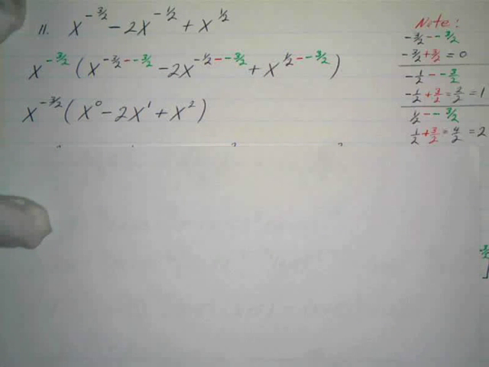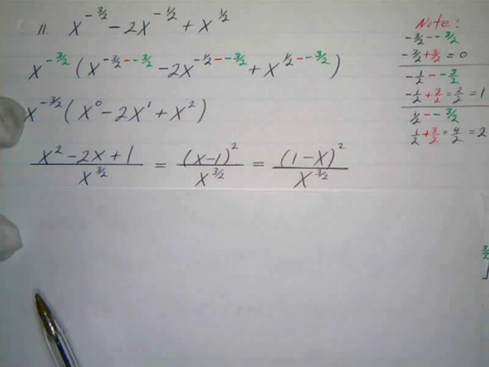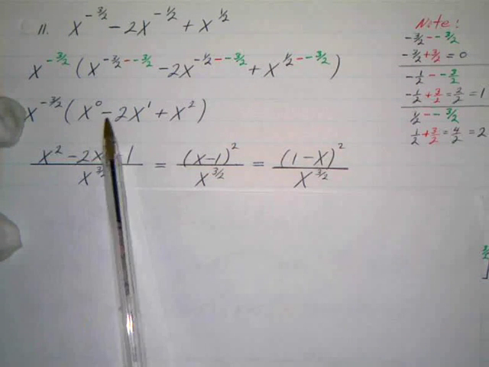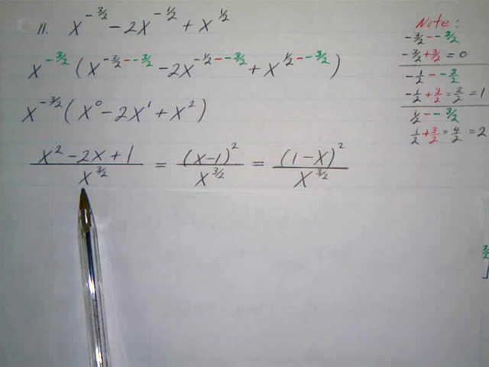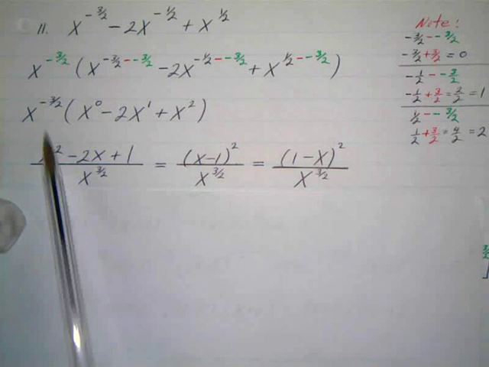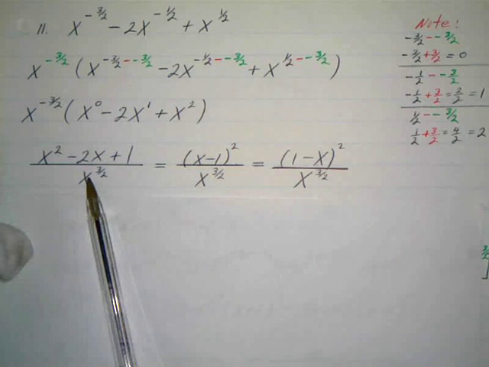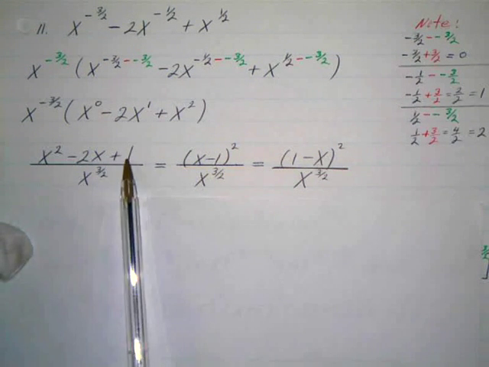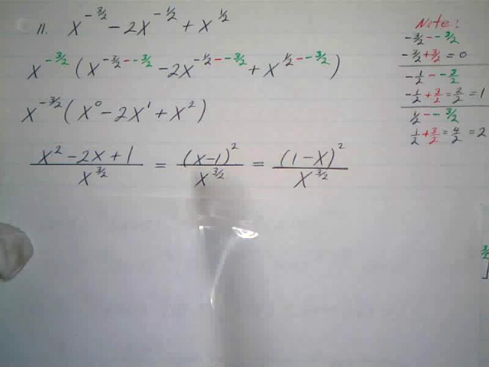So it ends up being that, which is just a trinomial, because that's just 1. So I rewrote it, and I put it in descending power. So this is x squared minus 2x plus 1, all over x to the 3 halves, because we took the negative 3 halves and we put it in the bottom. So that's how we got here. And then this can factor, so we actually factored it to be this, x minus 1 squared.